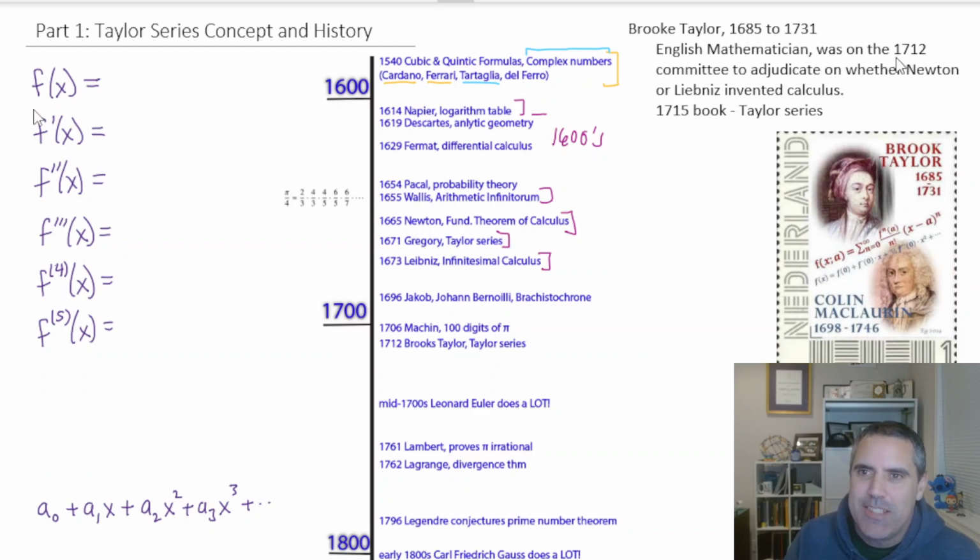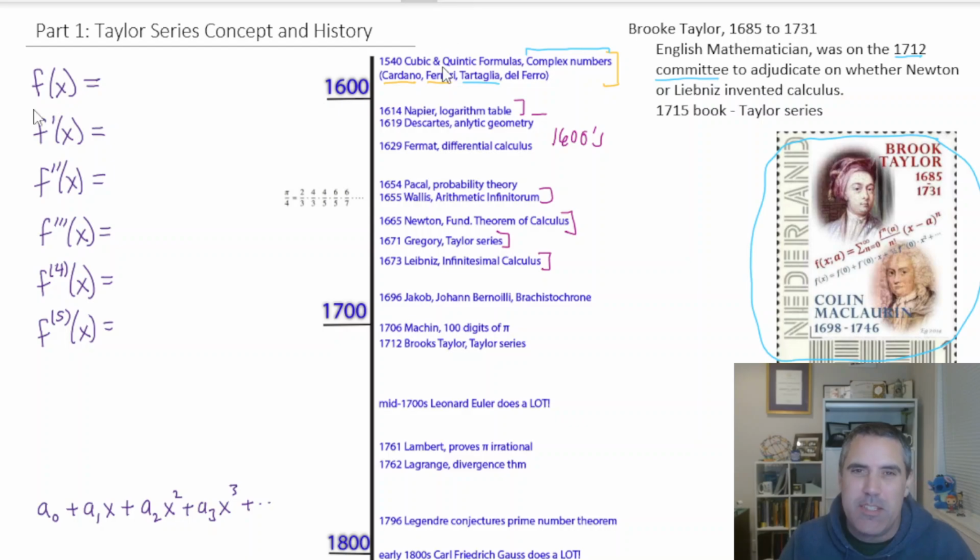And it was interesting that in 1712, they had a committee to try to figure out who invented calculus. And he was on that committee. So anyways, won't go into that history. I did find this stamp online from the Netherlands, it looks like, of Brook Taylor.